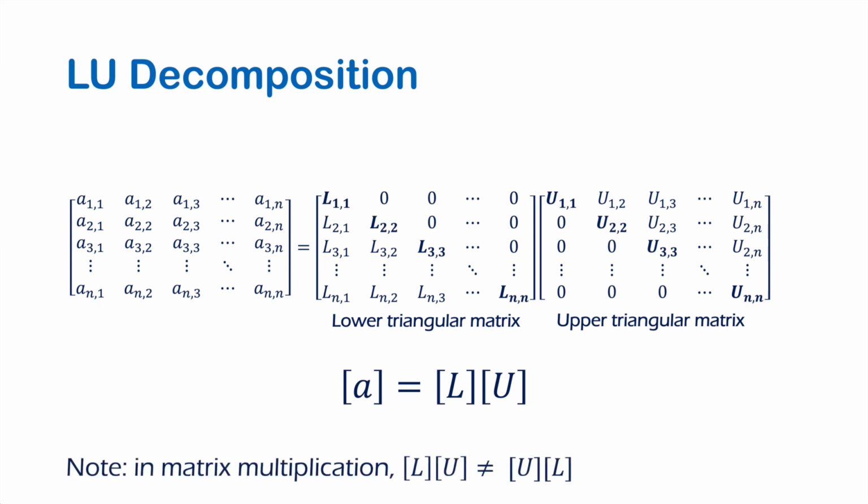You should remember here that matrix multiplication is not commutative, which means L multiplied by U is not equal to U multiplied by L.